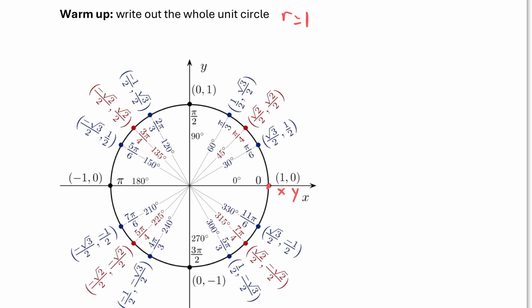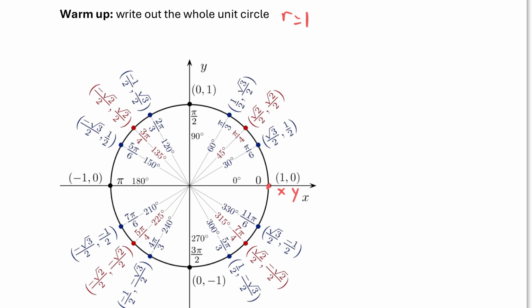Then as we go through the points, we have root 3 over 2 and 1/2. Then we have root 2 over 2 and root 2 over 2. This is the one that's the same on both the x and y. Then we flip them around, so we have 1/2 and root 3 over 2. And when we get to the very top, we have 0 and 1. Then we just take these 4 points and we mirror them over here, and over here. So if you know it in quadrant 1, you really know it in all the quadrants. You just have to determine whether the signs are positive or negative.